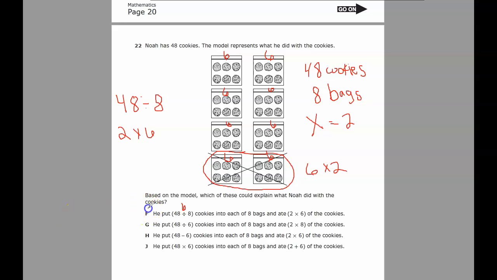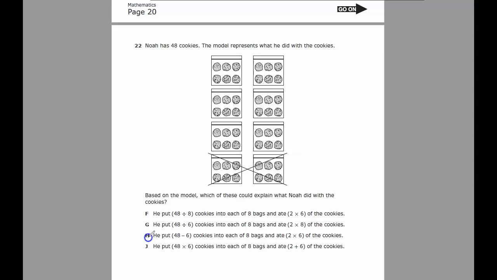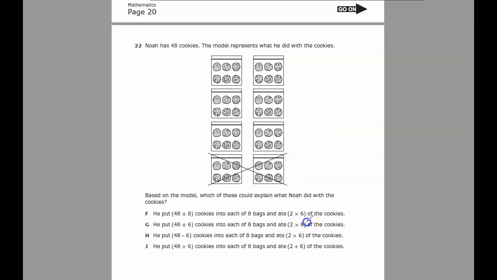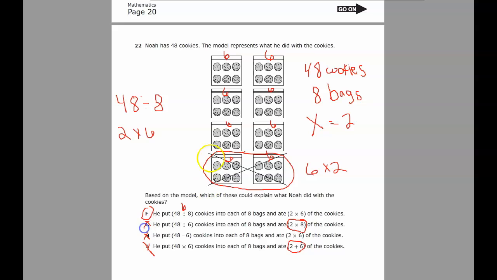It is for sure F. We can automatically get rid of H and J because we're not using addition here. We're using multiplication and we're not using subtraction. So really we're just looking at F and G, and we know G is wrong because of the 2 times 8. We're not looking at 2 times 8, we're looking at 2 times 6. 1, 2, 3, 4, 5, 6. He ate 2 bags of 6. And that's why they're being crossed off. Okay?